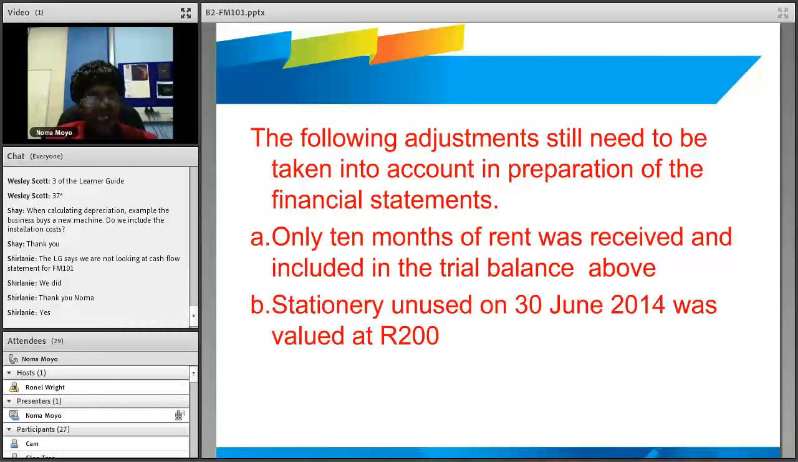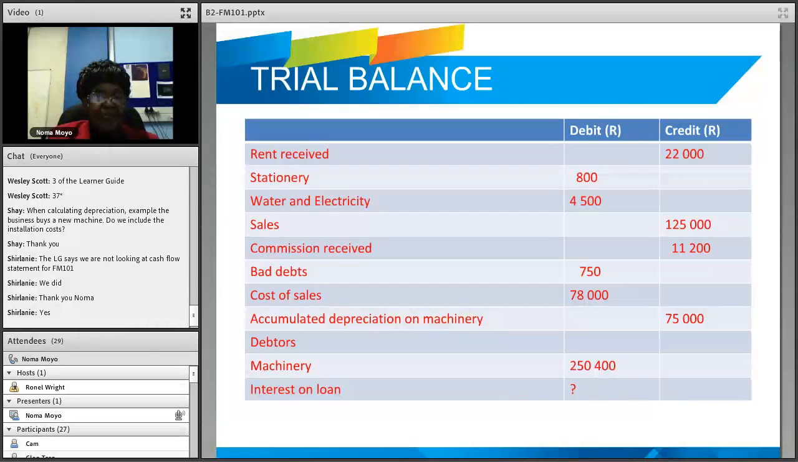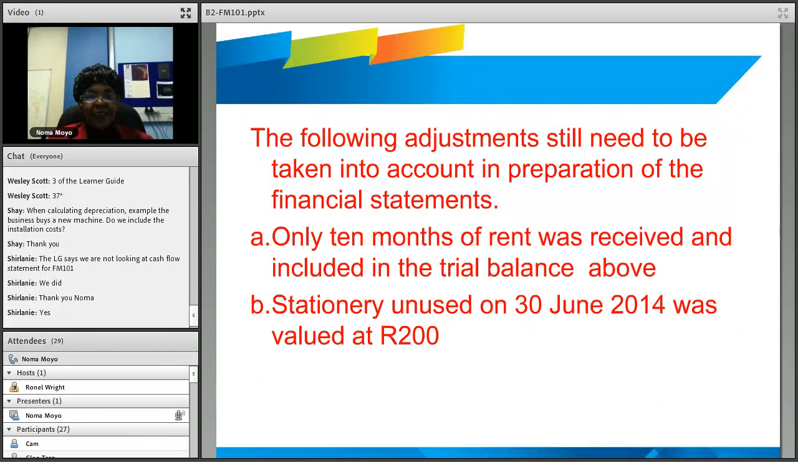Stationery unused on 30 June 2014 was valued at 200. When we go to our trial balance, you see our stationery is 800, but we are told that there was unused stationery of 200, which means the expense of stationery for that year was 600. So under expenses for stationery, we are going to have 800 minus 200, which is 600.